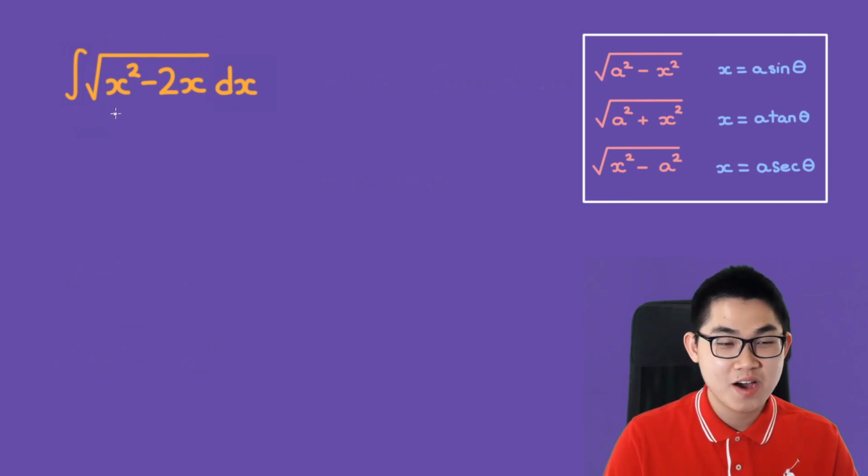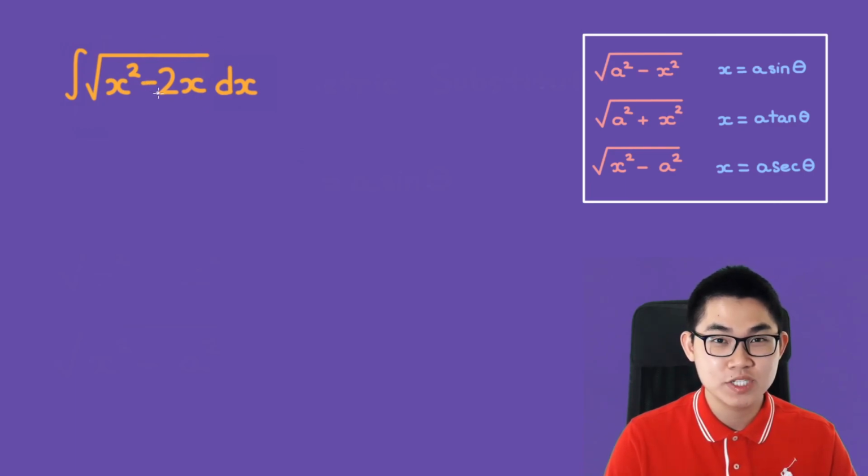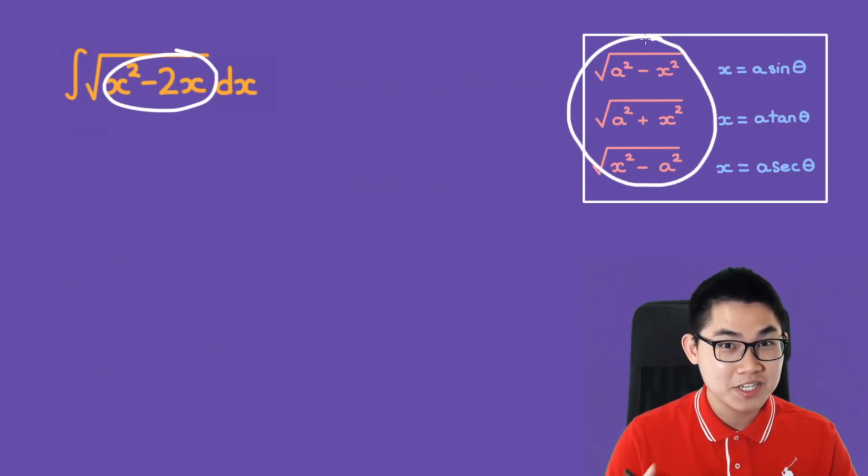The integral of the square root of x squared minus 2x dx. So this right here is a trigonometric substitution problem, but as you can see, this doesn't fit into any of the forms. But there's a trick.